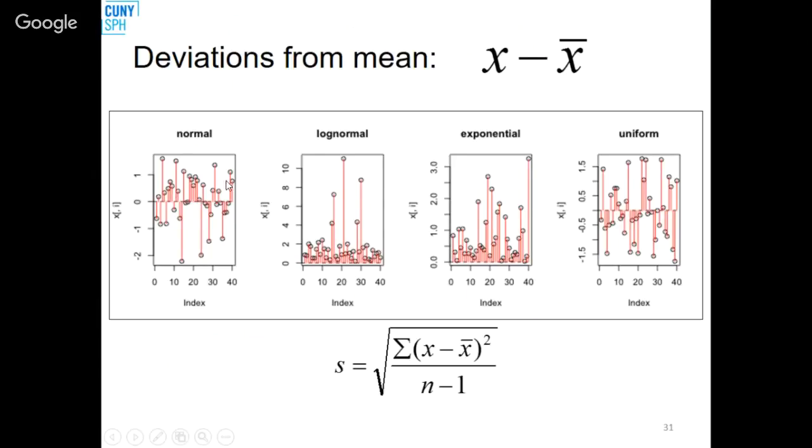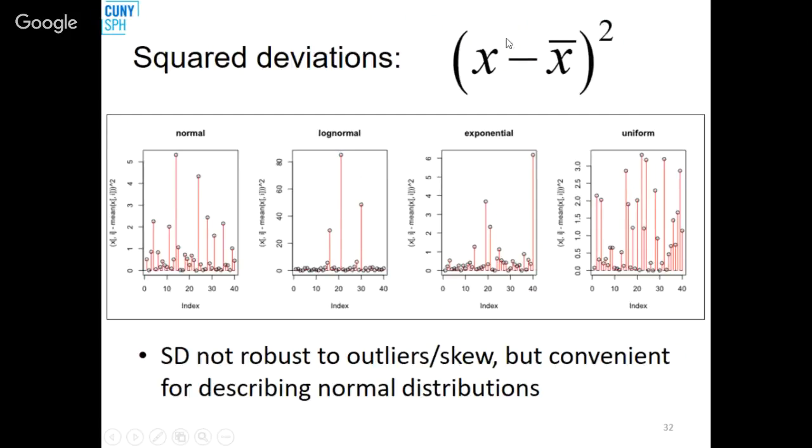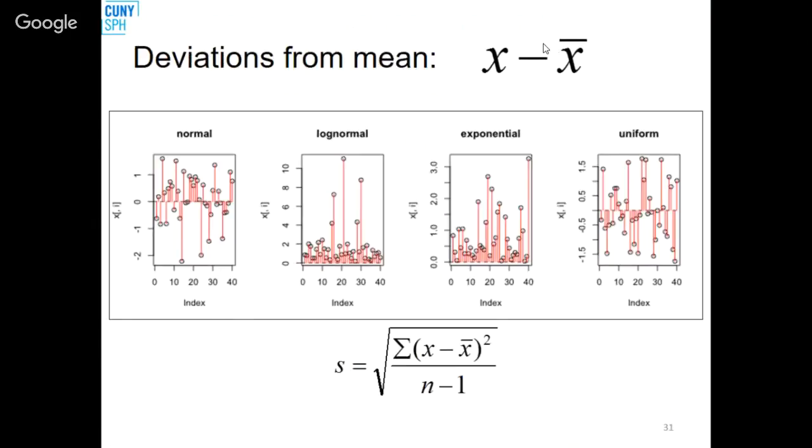So going back to these four distributions again, I plotted here the deviations from the true population mean in each of these. I know what the true population mean is because I simulated the data. These are the deviations. These are the squared deviations that go into the calculation of the variance. So remember that for the mean, we were just adding them up, like deviations from 0, and dividing by n.